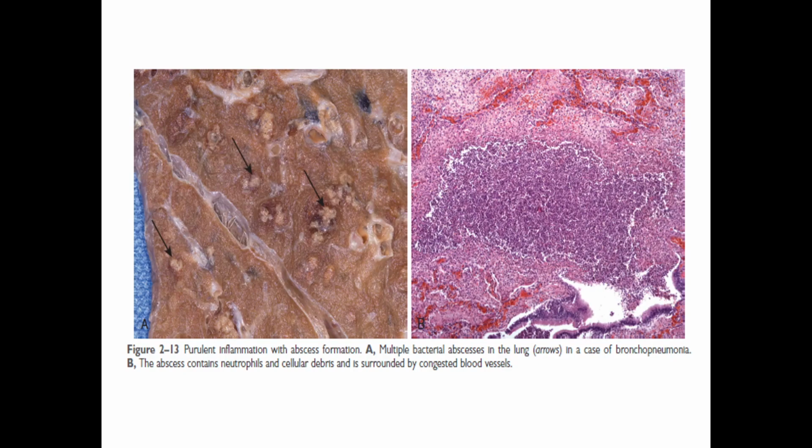And this is the purulent inflammation with abscess formation. You notice here multiple bacterial abscesses in the lung, pointed by the arrow. They are yellow to white collections within the parenchyma of the lung, in this case of bronchopneumonia. On the right side is the histological section showing the debris and a collection of necrotic material in the center, surrounded by inflammatory cell infiltration, and many dilated blood vessels appear here. Reddish dilated blood vessels surround the focus of the inflammation.